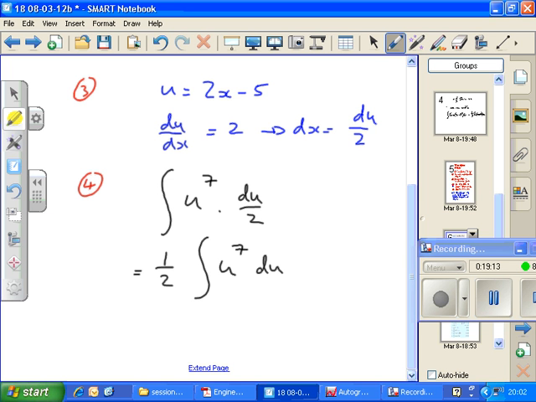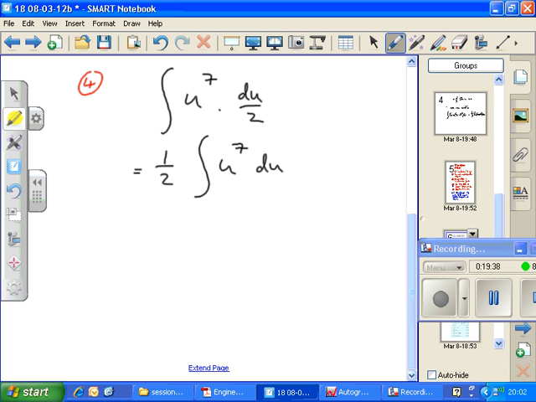Is that with respect to u over 2? No, not now, because I brought the 2 outside and called it a half. It was du over 2, just divided by 2, so I can bring the divided by 2 outside and call it a half. Okay. Now this one's a standard integral. It's the first one in our table. Add 1 to the power, divide by the new power. So it becomes u to the 8 over 8, plus c.